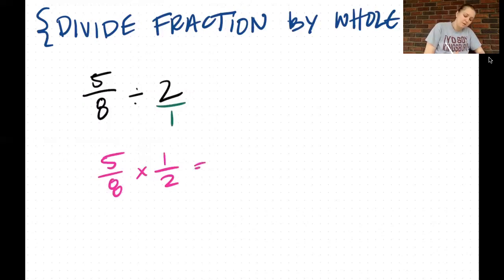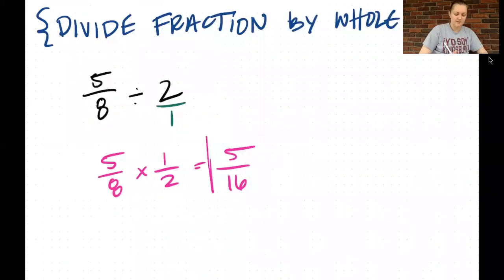So now I'm going to multiply. 5 times 1 is 5. 8 times 2 is 16. I always ask myself, can I simplify this? Can I divide 5 and 16 by the same number? Well, I know that 5 is a prime number, right? So it could only be divided by itself. Can I divide 16 by 5? No. So I'm going to go ahead and leave this as 5/16.